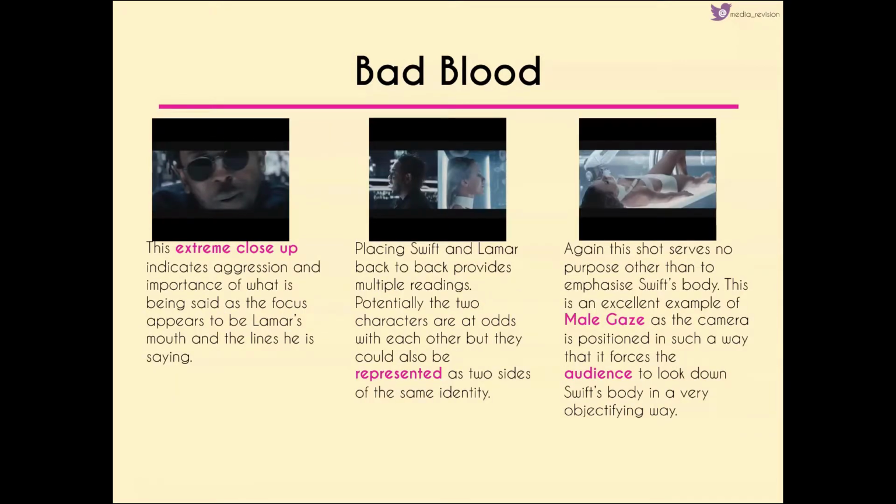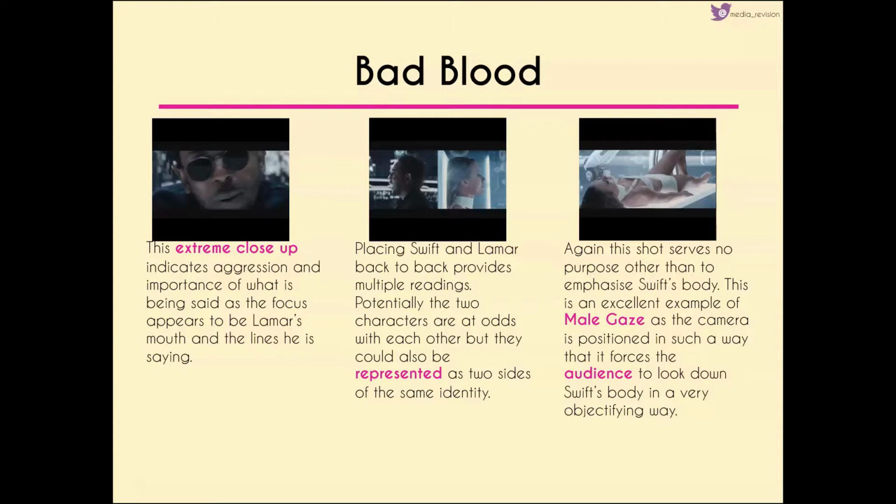We get an extreme close-up of Kendrick Lamar, which could indicate aggression, but more importantly, emphasises how important what he's saying is. And we get a close-up particularly on the mouth and the lines that he's saying at this point. We then have another split screen, but this time Taylor Swift and Kendrick Lamar are back to back. So this could provide a lot of different readings. Initially, we could imagine that the two characters are at odds with one another, but it could be that they're two sides of the same identity.